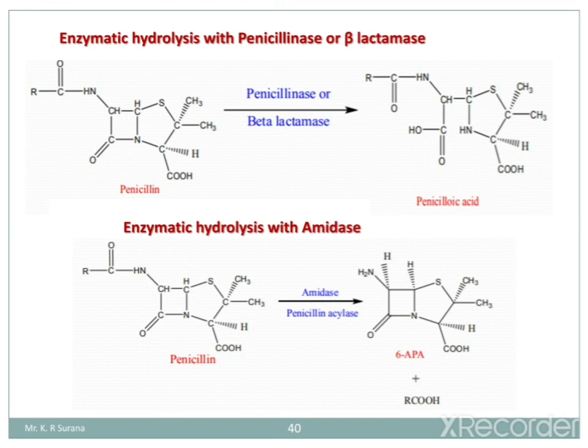Also the enzymatic hydrolysis with the amidase enzyme. The amidase enzyme hydrolyzes the amide group at the side chain of penicillin, in the presence of amidase or penicillin acylase. So it gives 6-APA, 6-aminopenicillanic acid, plus a carboxylic acid. So these are the different metabolites obtained after the chemical degradation of penicillin.